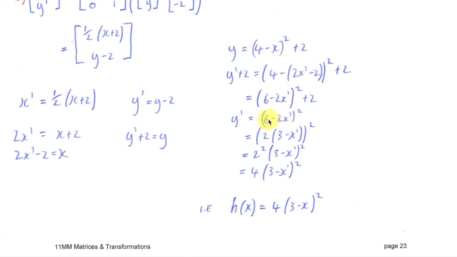I recognise that within this bracket, that 2 is a common factor. So let's take out 2 as a common factor. That leaves us with brackets open, 2 multiplied by the bracket 3 minus x prime, close bracket to the power of 2. Now everything inside the brackets is squared, so the 2 is squared, and so too is the 3 minus x prime. So that leaves me with y prime equals 4 multiplied by 3 minus x prime squared. So in other words, the h function, h of x, is equal to 4 minus 3 minus x all squared.